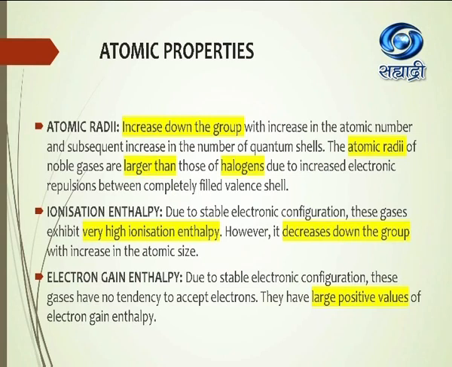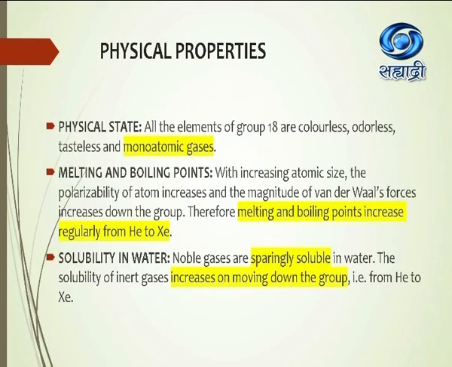Then the next property is electron gain enthalpy. Due to stable electronic configuration, these gases have no tendency to accept electrons, and therefore they have large positive values of electron gain enthalpy. No requirement of electrons to complete the octet. And so no tendency to accept electrons to form a negative ion. And so large positive values of electron gain enthalpy.